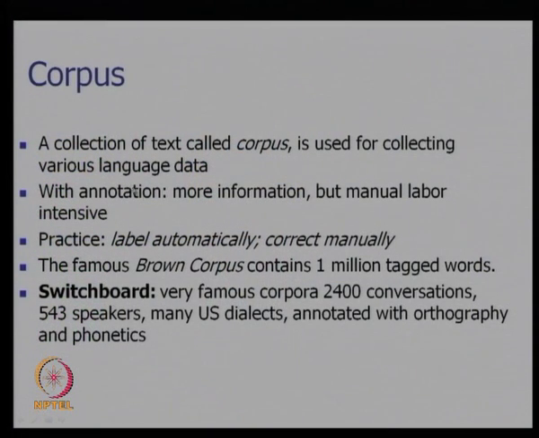So, here is a side discussion. A collection of text is called corpus. It is used for collecting various language data. With annotation, more information comes in, but the manual labor is intensive. Practice that is followed in the field typically is label automatically, but correct manually. The famous Brown corpus contains 1,000,000 tagged words. Switchboard corpora is also very famous. It contains 2,400 conversations, 543 speakers, many US dialects annotated with orthography and phonetics.